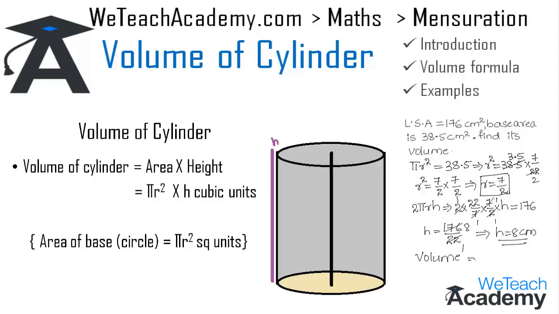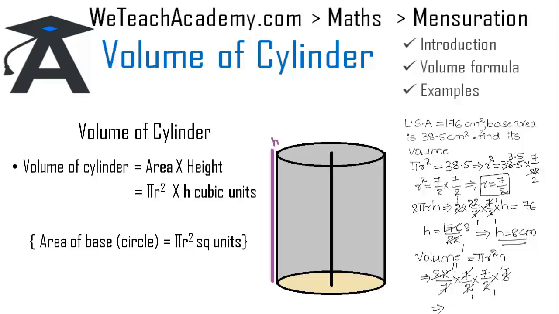Volume is given by the formula pi r square h cubic units. Substituting all the values in the formula, we get 22 divided by 7 into r square, that is 7 by 2 into 7 by 2, into the height h, that is 8 centimeters. Here 7 gets cancelled, and then 2 one time is 2 and 2 4 times is 8. And again here 2 one time is 2 and 2 11 times is 22. Multiplying all the terms in the numerator, we get 308 cubic centimeters as the volume of cylinder.